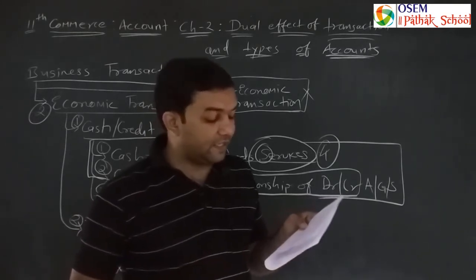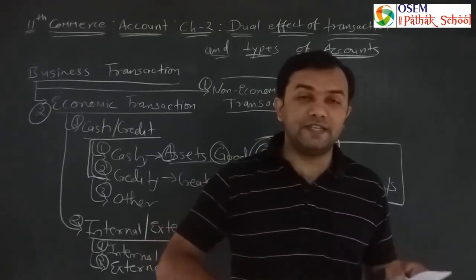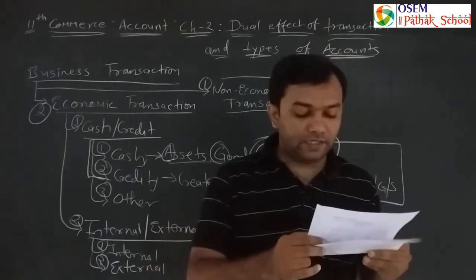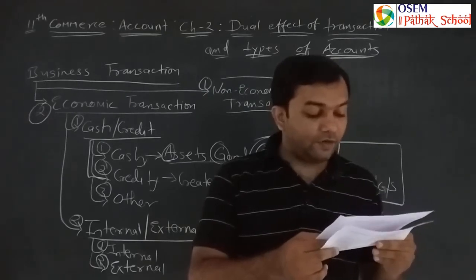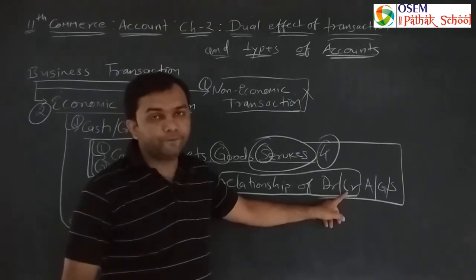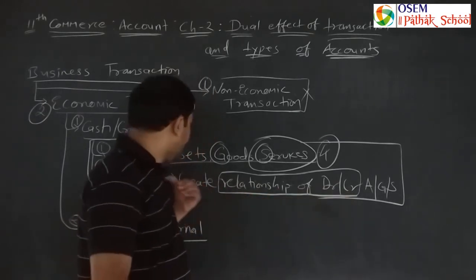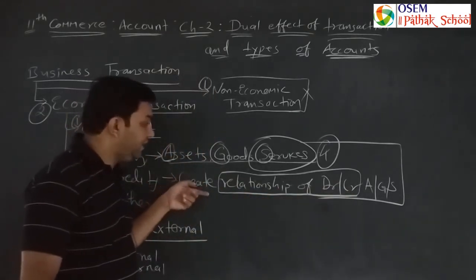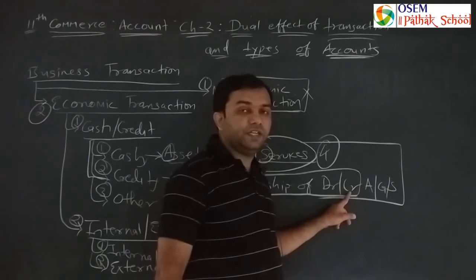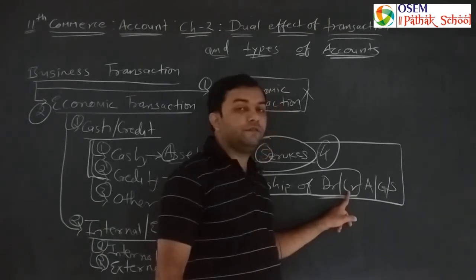The second example is given. Goods worth 6,000 purchased from Deepika on credit. Now we are purchasing the goods and not paying money to Deepika. It is very unfair to Deepika, but what can we do? Deepika becomes creditor of the business. It is a transaction of the credit category, and we are creating the relationship of creditor with Deepika. So Kalpana becomes our debtor because we are selling the goods, and Deepika becomes our creditor because we are purchasing the goods.